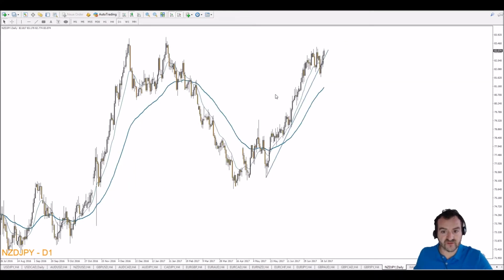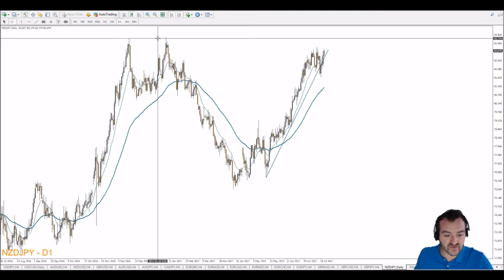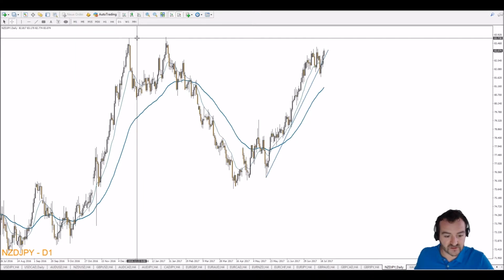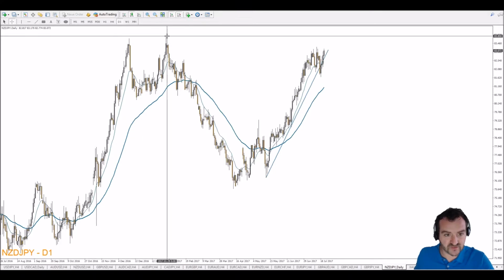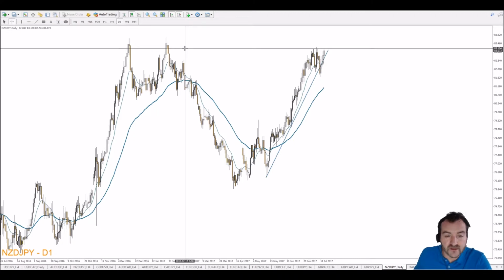then as well you can see that we are now at an area which is very, very close to the highs which we had back at the end of 2016, beginning of 2017. So nearly half a year back.